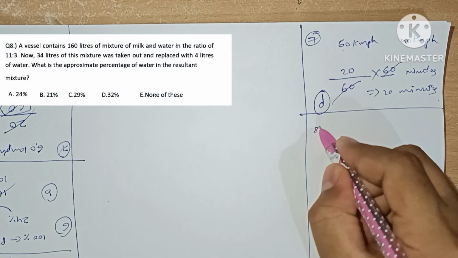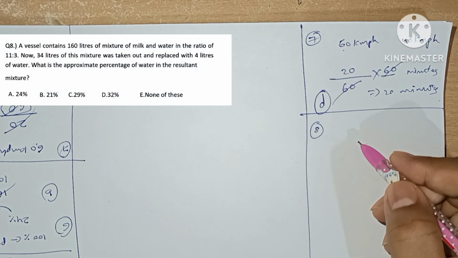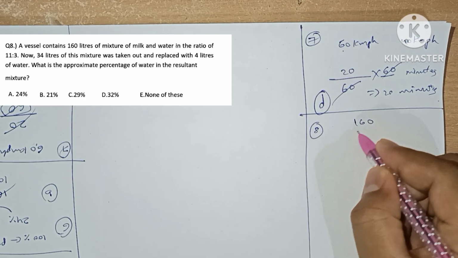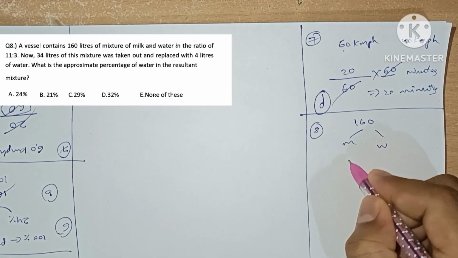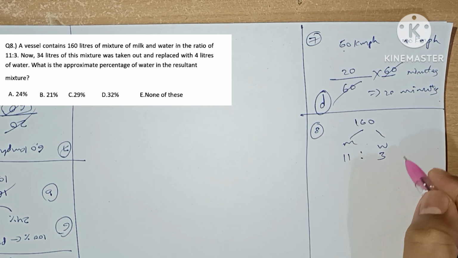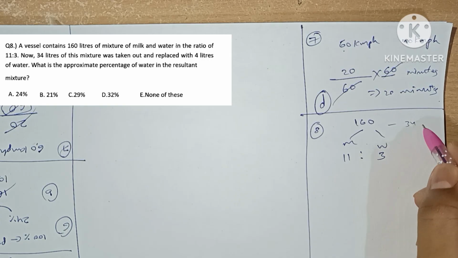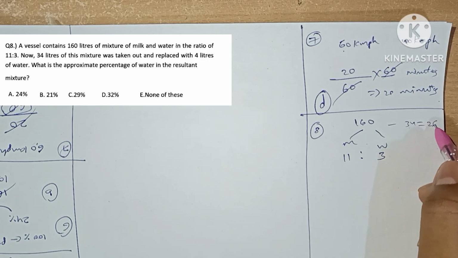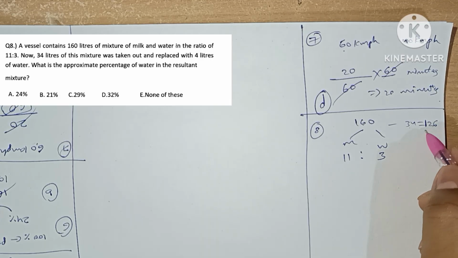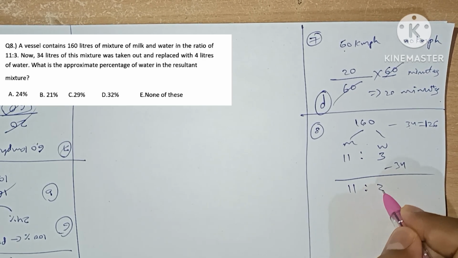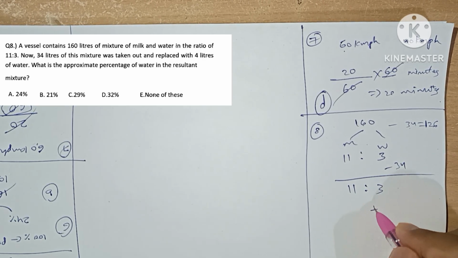Let's see the 8th question. A vessel contains a mixture of 160 liters of milk and water in the ratio of 11:3. Now 34 liters of the mixture was taken out. So minus 34, we have 126. So now at present we have only 126 liters. So this 34 is taken out and replaced with water.